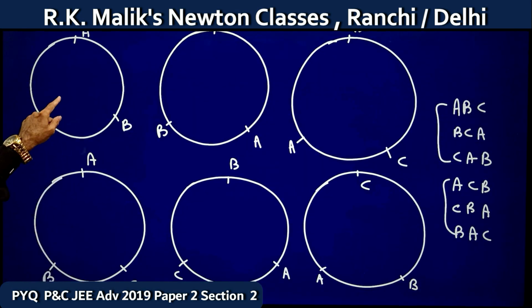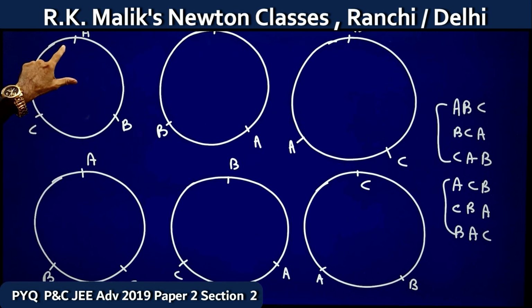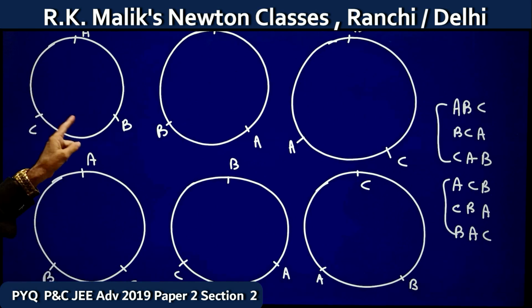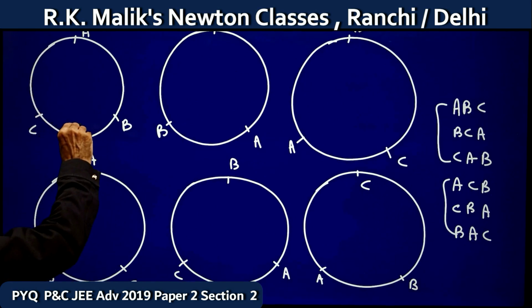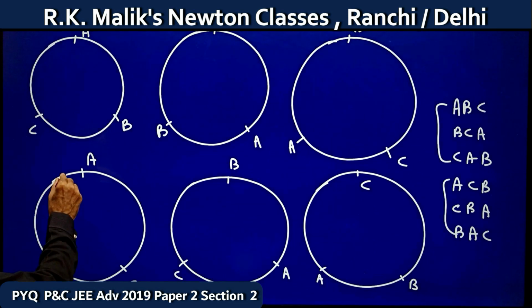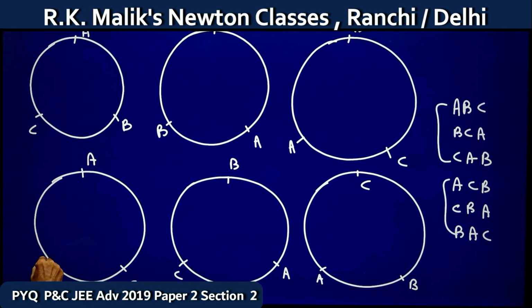Even then, I will be able to say that these 2 are different arrangements, because when I look at this table, in this situation, A has C towards his right and B towards his left. But in this, A has B towards his right and C towards his left. That is, I will be able to say that they have changed their position. These 2 will be taken as different arrangements.